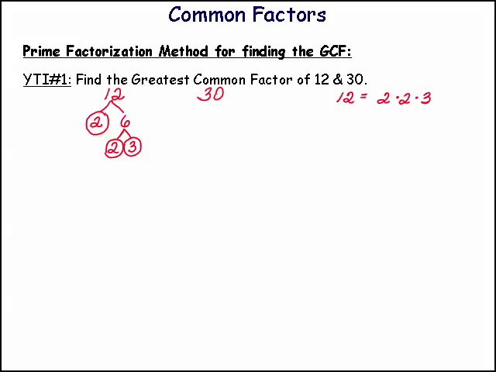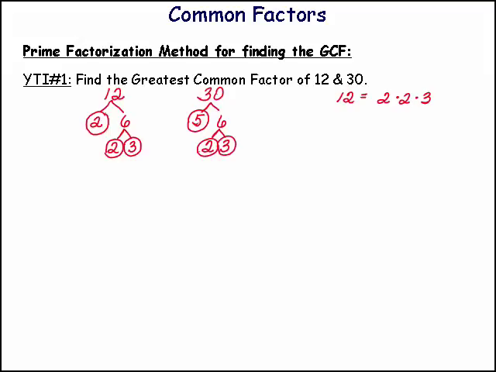Okay, how about 30? Let's look at 30. How about 5 multiplied by 6? Well, are either one of those prime? Well, 5 is. And so now you look at 6. What two numbers multiply together to give you 6? 2 times 3. And so you can circle that.